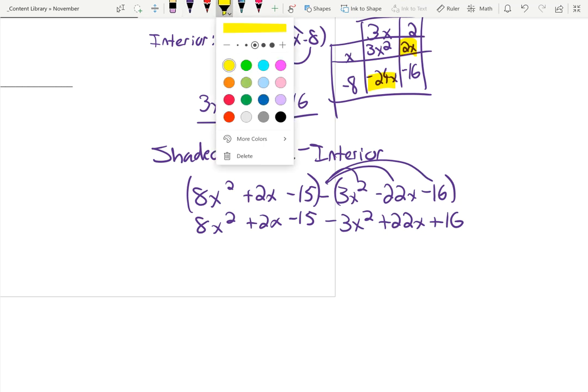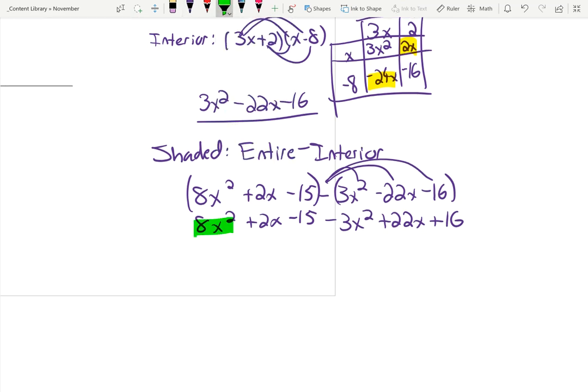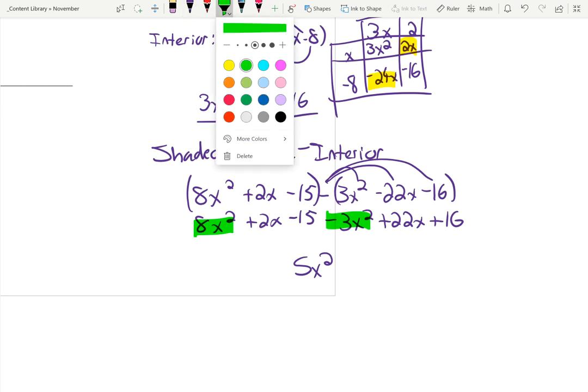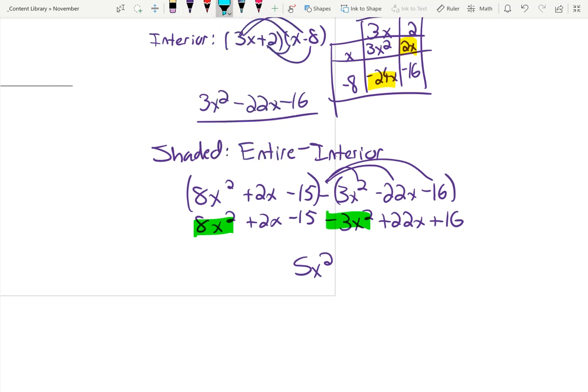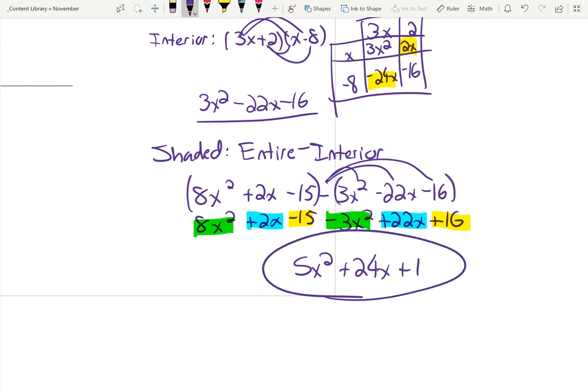So all you're going to do is combine like terms. So let's start with our x squared terms. 8x squared minus 3x squared. 8 minus 3 just makes 5x squared. Then we have our x terms, 2x plus 22x. 2 plus 22 makes 24, so 24x. And then lastly, our constants. So negative 15 plus 16 is 1. So just going to be plus 1 at the end. So there's the area of your shaded region.